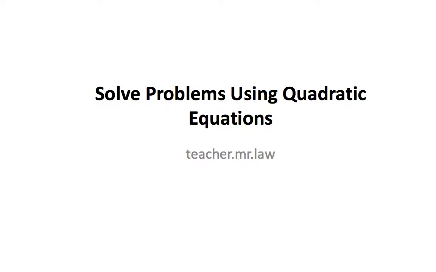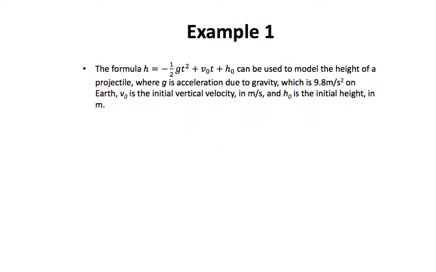In today's lesson, we'll be learning how to solve problems using quadratic equations. In our first example, the formula h equals negative 1/2 gt squared plus v₀t plus h₀ can be used to model the height of a projectile, where g is acceleration due to gravity, which is 9.8 meters per second squared on Earth, v₀ is the initial vertical velocity in meters per second, and h₀ is the initial height in meters. The subscript of 0 stands for initial.